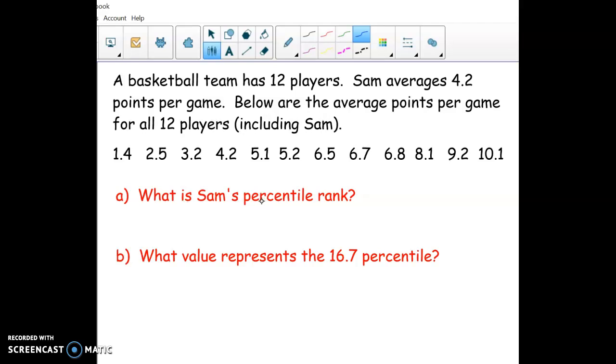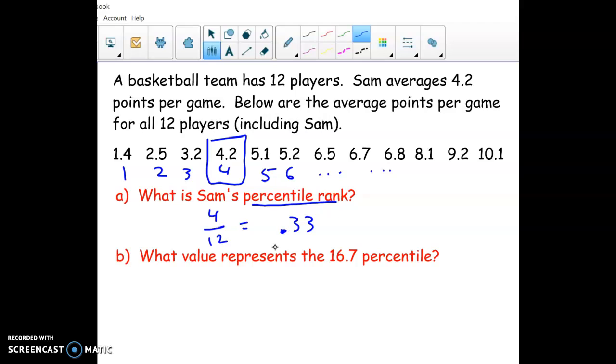Okay, so percentile rank, remember, is the percent that you're ahead of or equal to. These are scores in a basketball game, their average points per game, and we've got Sam here, and we want to find his percentile rank, and then a follow-up question of which value represents the 16.7 percentile. Okay, so 12 players. Percentile is the percent you're ahead of or equal to. So I could do all these, but basically Sam is ahead of or equal to 4 out of the 12 positions. So his percentile rank is 33%, about.